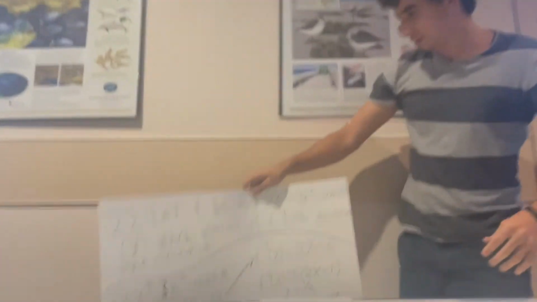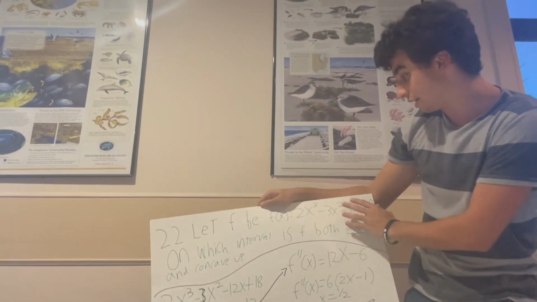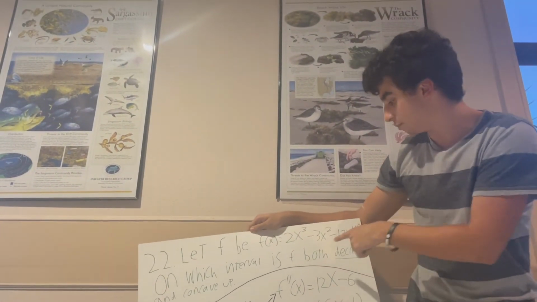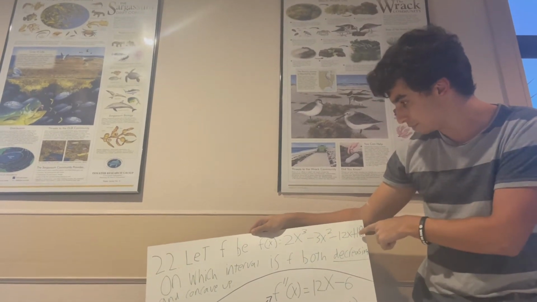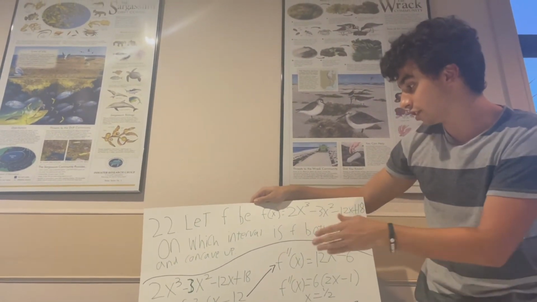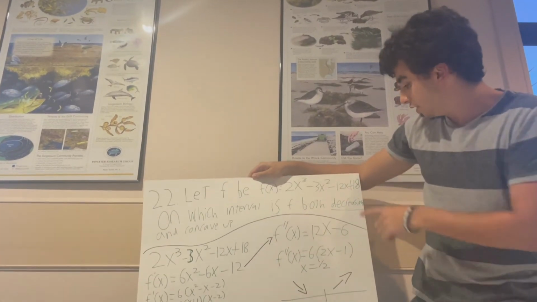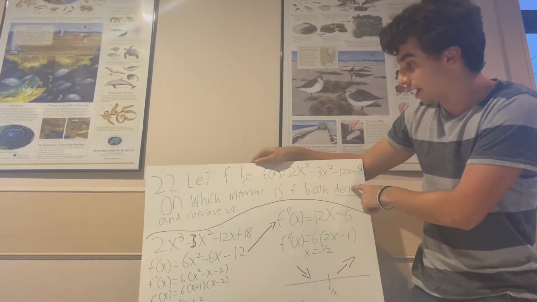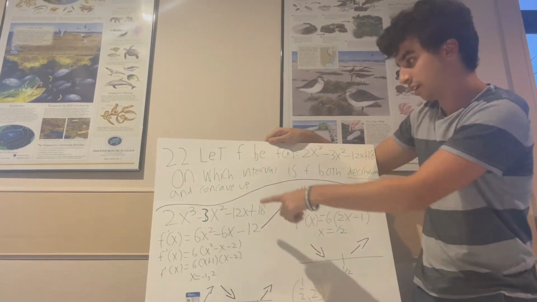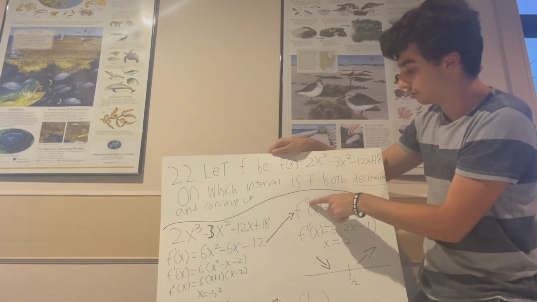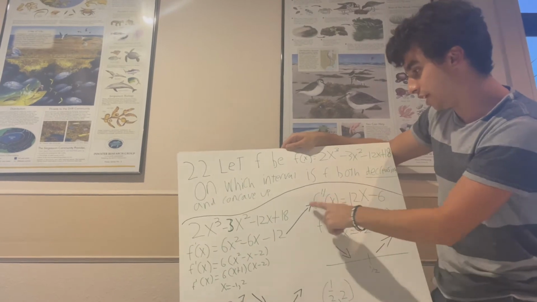So, the problem reads, let f be f of x equals 2x to the 3rd minus 3x squared minus 12x plus 18. And it asks us on which interval is f both decreasing and concave up. So for decreasing, we know that we're going to have to find the first derivative, and for concavities, we know we're going to have to find the second derivative. So let's take a peek at the first derivative.